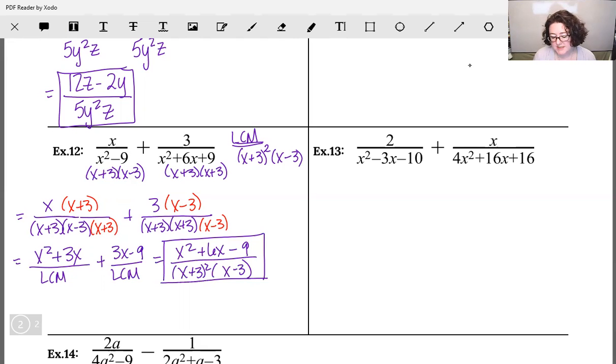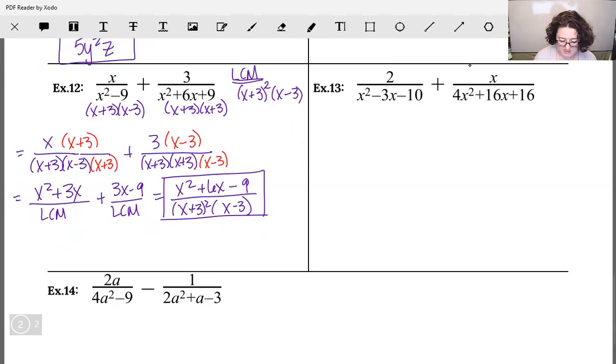Alrighty, so try out the same thing in example 13. Your hint is if you look at that second denominator, you actually have a common factor that you could take out from 4, 16, and 16. So don't forget when you're factoring that out to find your LCM that you are factoring out that common factor of 4 before you do anything else. Again, check back to see how you did if you try that on your own.